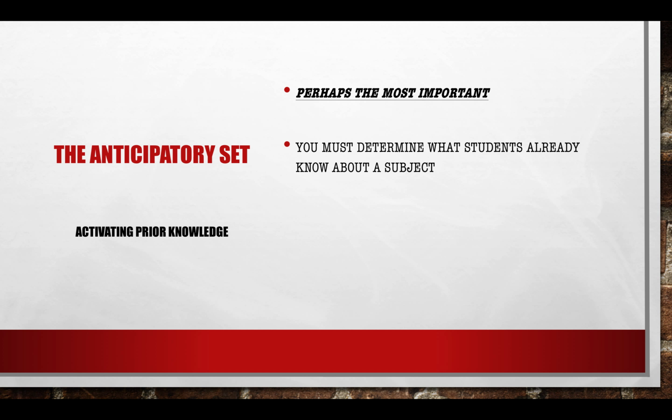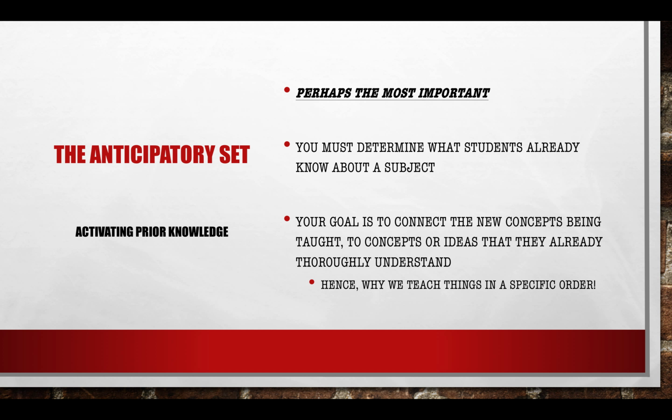The last piece of the anticipatory set is activating prior knowledge. This is perhaps the most important part of the anticipatory set. You must determine what students already know about a subject before you can add anything new to it. Your goal is to connect the new concepts being taught to concepts or ideas that they already thoroughly understand.